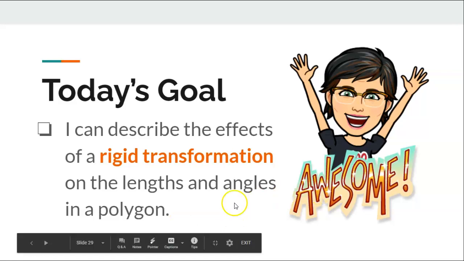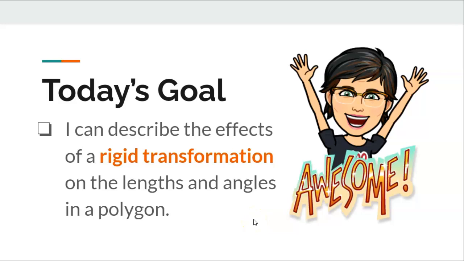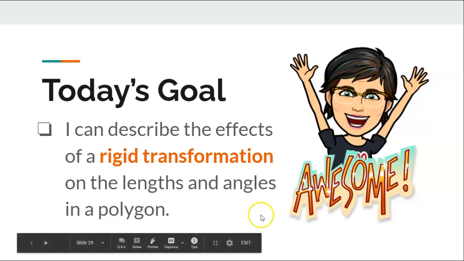Okay, so today's goal: I can describe the effects of a rigid transformation on the lengths and angles in a polygon. Okay, so after watching this video, you're going to need to go to your practice problems and work those. So just click next and go to the practice problems.